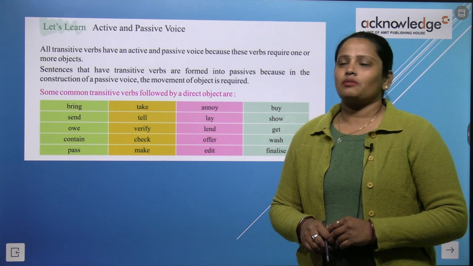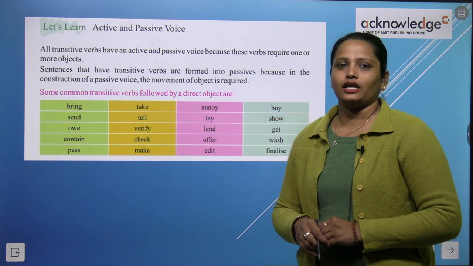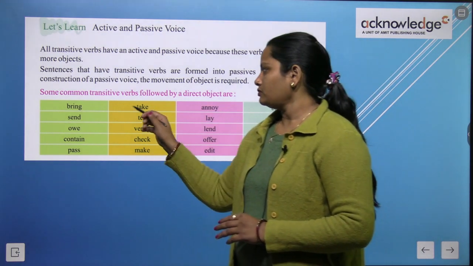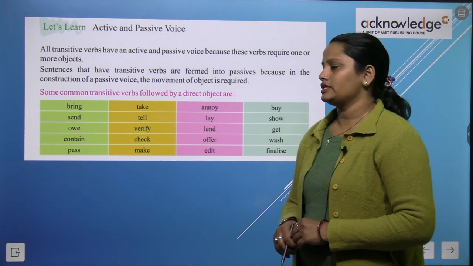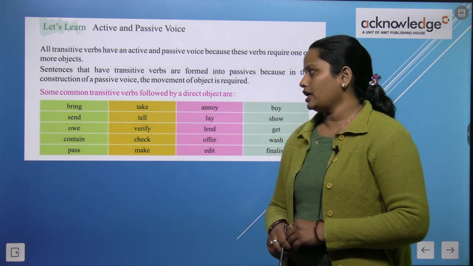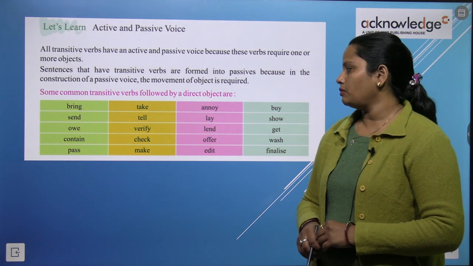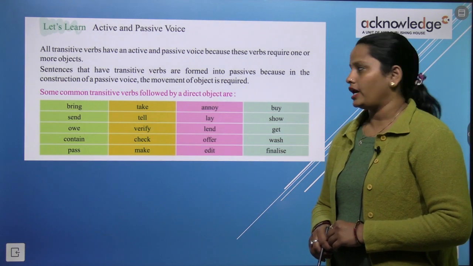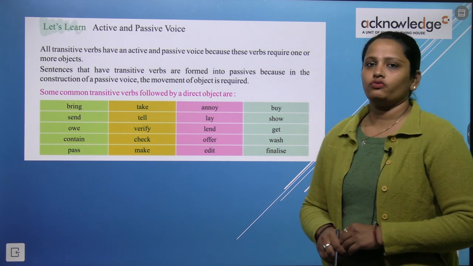Now here children, some common transitive verbs are given followed by the direct objects. And the examples are bring, send, owe, contain, pass, take, tell, verify, check, make, annoy, lay, lend, offer, edit, buy, show, get, wash and finalize.